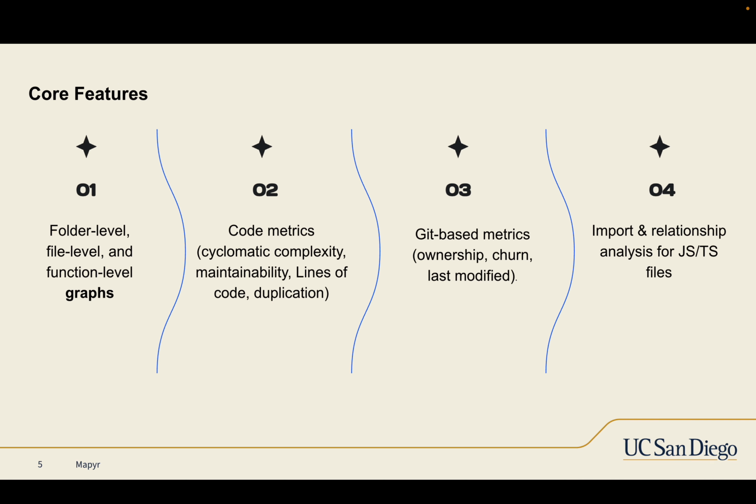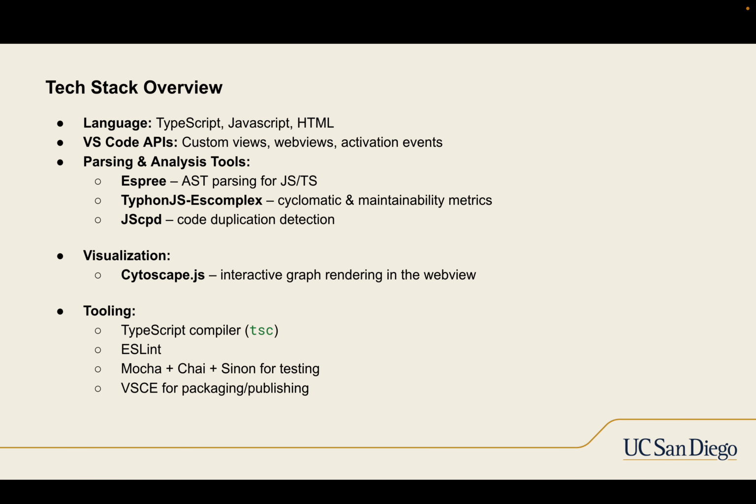These are some of the core features of the extension, as I mentioned earlier. The extension is built with TypeScript using the VS Code extension API. Here, Esprima handles AST parsing, and ESComplex and Typhonjs compute complexity and maintainability. JSCPD identifies duplicated code, and Cytoscape JS is used to power the interactive graph visualization in the web view.